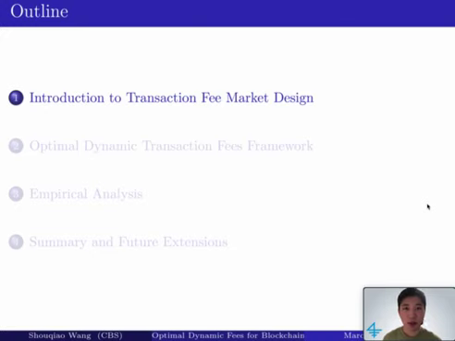First, I will introduce the transaction fee mechanism and show what questions we are facing. The second part, I will talk about the model and corresponding optimal policy. Then we will dive into some empirical results based on our model. And the last part is for the summary and future extensions.